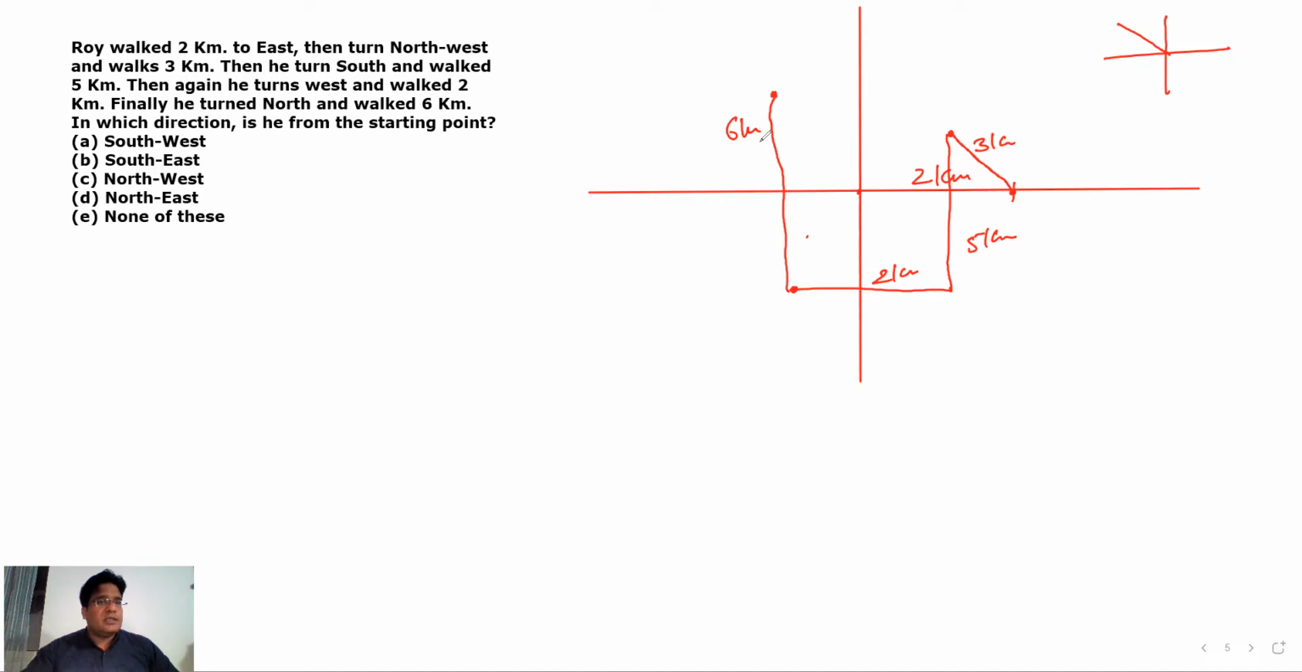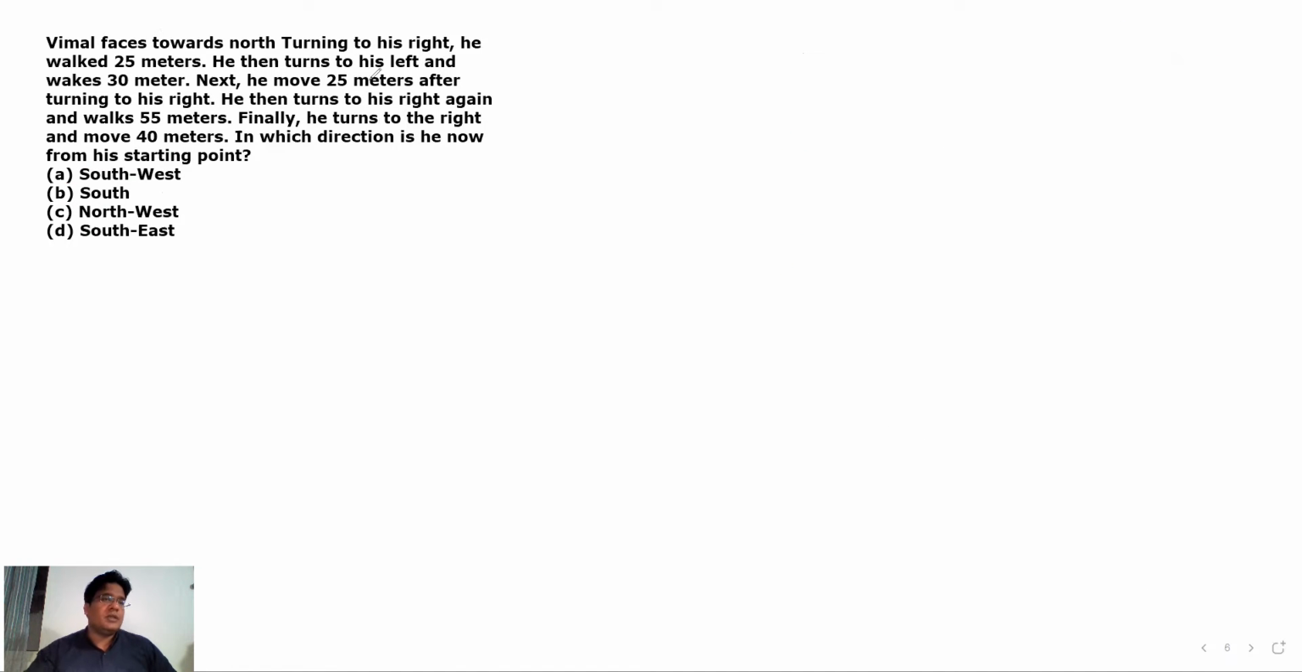In which direction is he from the starting point? The starting point was there. So you can see that the direction in which he is located is northwest. Northwest direction over here. Clear? Next question.